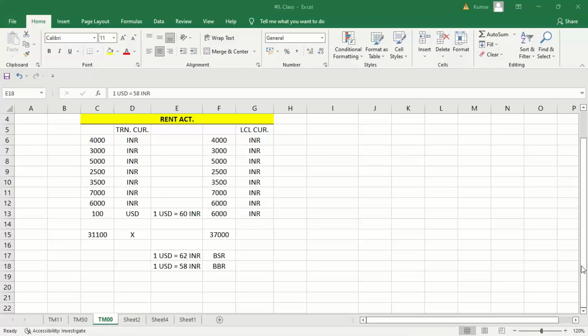We need to convert the rupees to dollars to pay them. So what do you mean to say? If we need to convert, what activity are we doing? What is happening here? Buying or selling? We are buying the currency, right? If we are buying the currency, then it is the bank buying rate only, right? Isn't it?